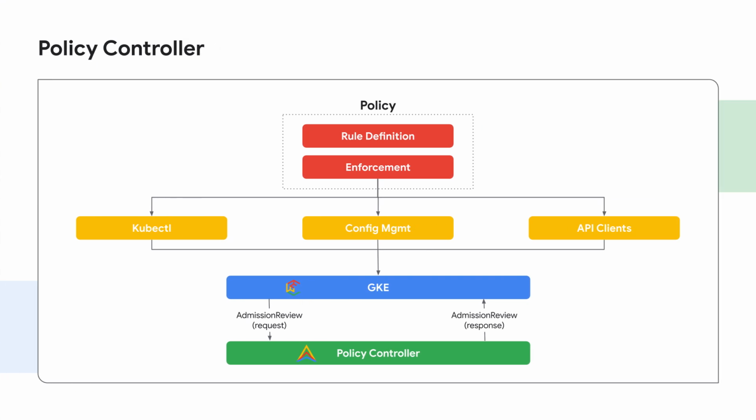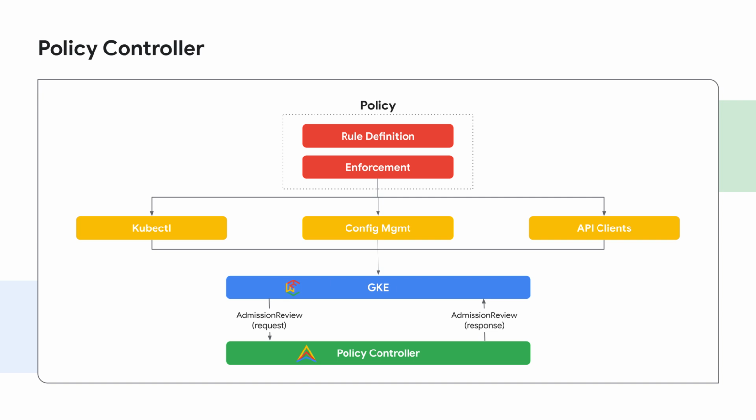Policy Controller is a key component in GKE Enterprise that helps enforce policies on cluster resources to ensure they are compliant with organizational standards and security practices. It operates as an admission controller, intercepting requests made to the Kubernetes API before they are persisted to the cluster, and is based on the open source Open Policy Agent Gatekeeper project, or OPA. This ensures that the policies are evaluated before any changes are made. Policy Controller integrates with various components like kubectl, config management, and API clients, ensuring that policies are enforced regardless of how cluster resources are being managed.